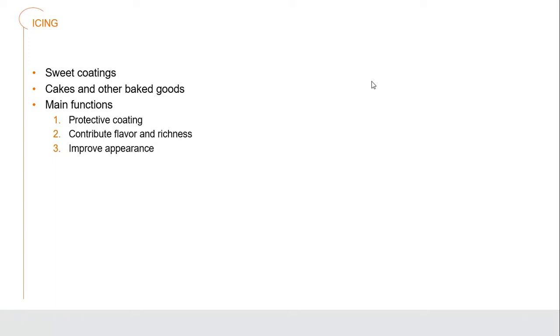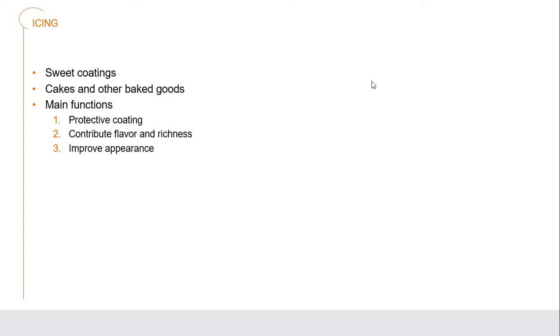So let's take a look at icings. What is an icing? It is a sweet coating that goes over the cake. It may go just on the top of the cake, or it may fully envelop the entire cake. Cakes and other baked products use sweet coatings, icings.